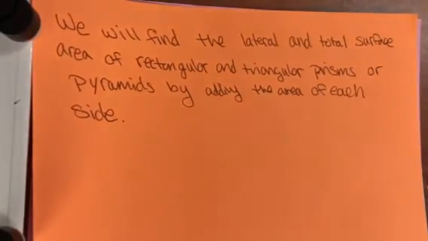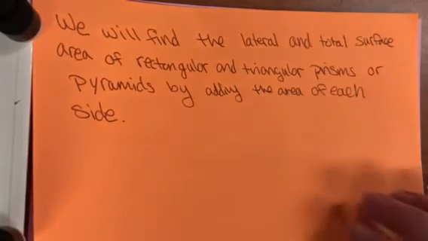Our learning target today is we will find the lateral and total surface area of rectangular and triangular prisms or pyramids by adding the area of each side. So we're going to find the area of each one. So this is basically composite figures all over again. Oh, well then that's easy. It should be very simple.